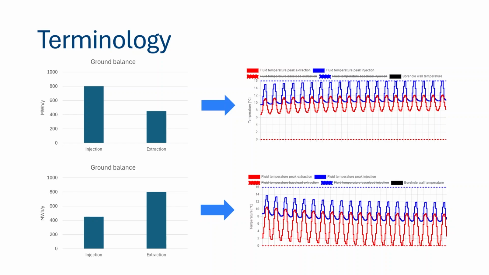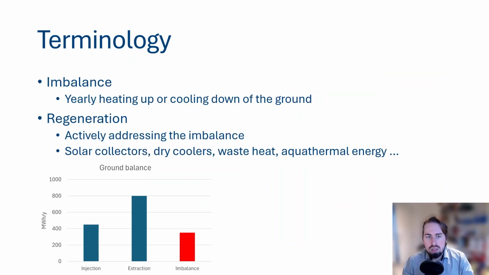Another important aspect is called the balance or the imbalance of the ground. So if we have more heat injection in a year than we have extraction, then we heat up the ground year after year. And if it's the other way around, if we have more extraction than injection of heat, then the ground is cooled down year after year. And this yearly difference, or this evolution of the ground temperature in the long term, is called the imbalance. So the imbalance is defined as the yearly heating up or cooling down of the ground.